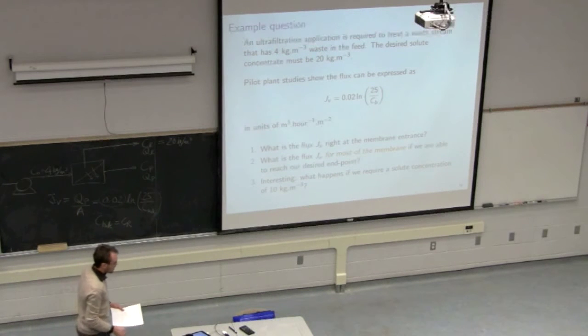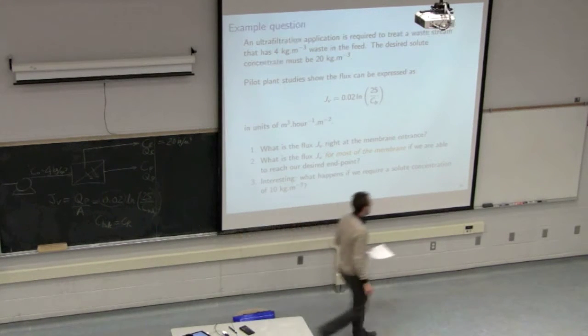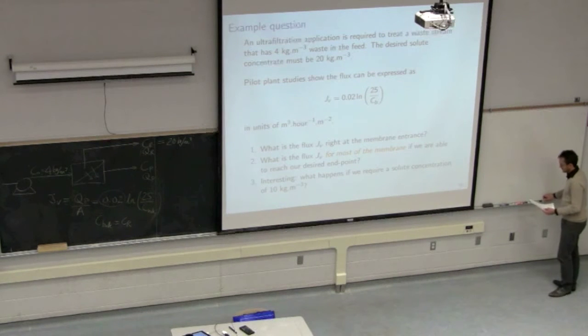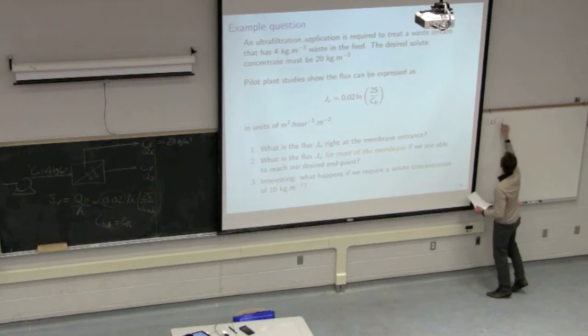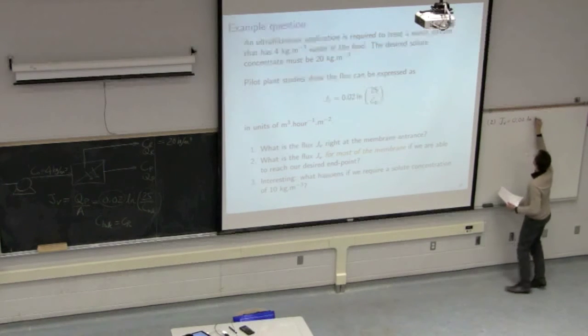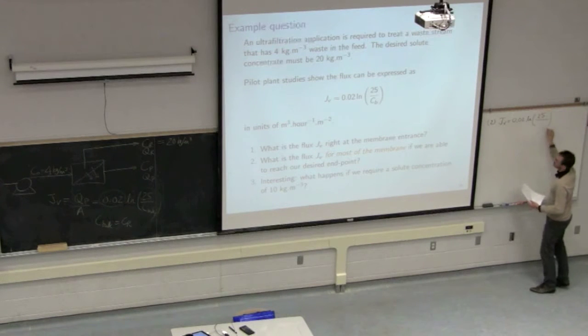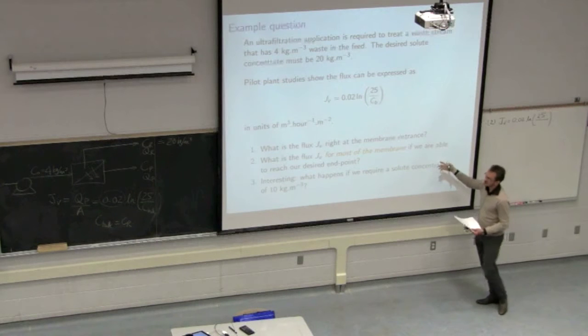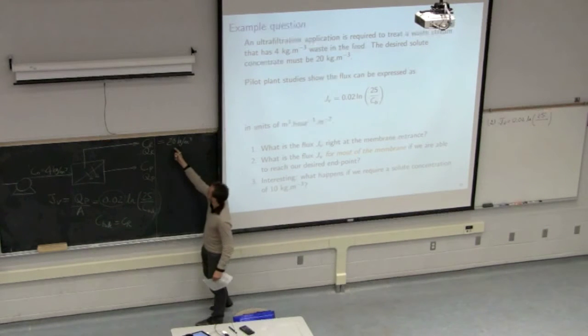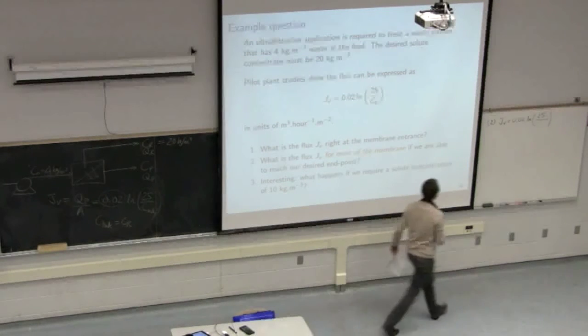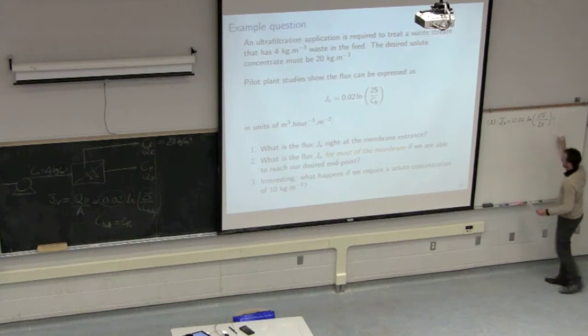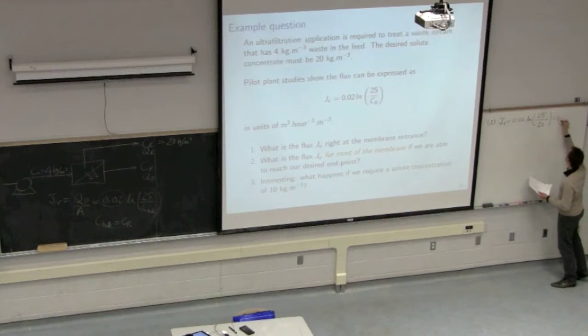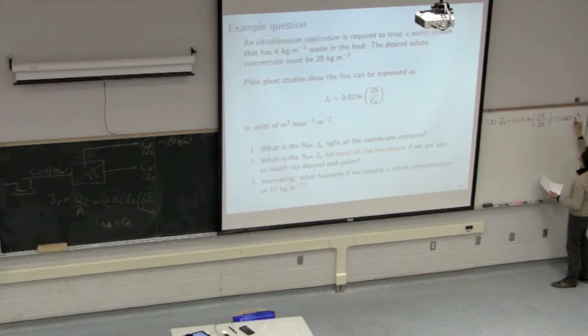So we calculated then part one. I won't repeat that, but part two was essentially we showed the following. Let's just quickly recap that. Part two is the flux. JV is 0.02 times log of 25. And I had asked in part two, what is the flux if we're able to reach our desired endpoint? Well, our desired endpoint is a bulk concentration or retentate concentration of 20 kilograms. So 25 over 20. And the number that you get over there is 0.0045 meters cubed per hour per meter squared. Or we said that's 4.5 LMH. Okay, so that was yesterday's class example where we left off.